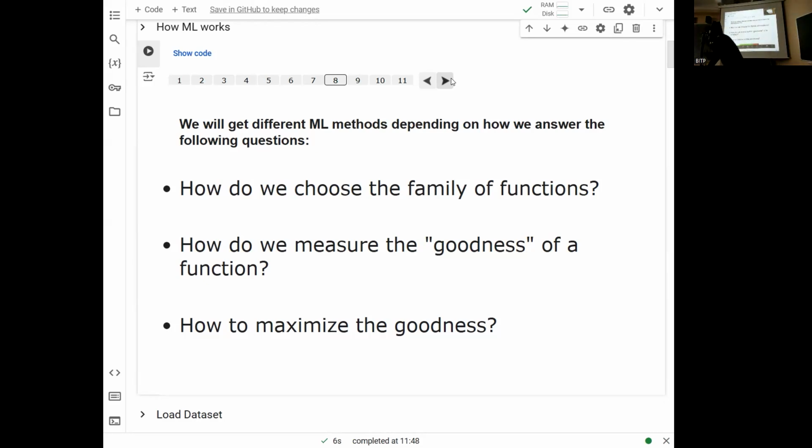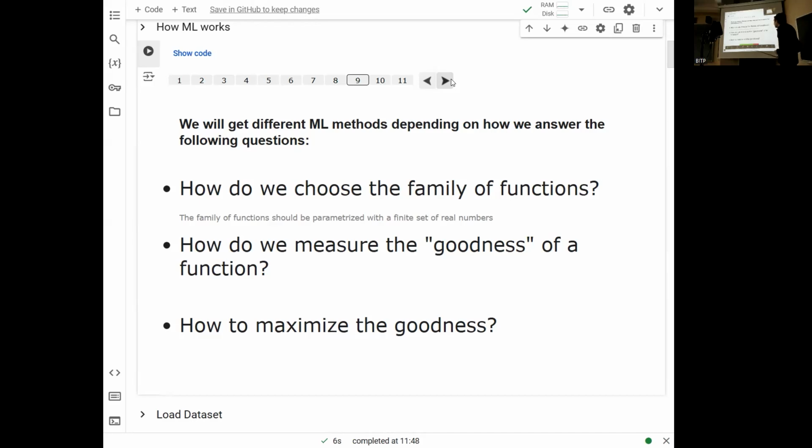Of course, there is a caveat to that. This family of functions should be good enough so that we can calculate that on a computer. So I can't take, for example, all functions or all smooth functions or something like that. It should be at least parameterized by a finite set of parameters. So I can't have too many parameters and so on.